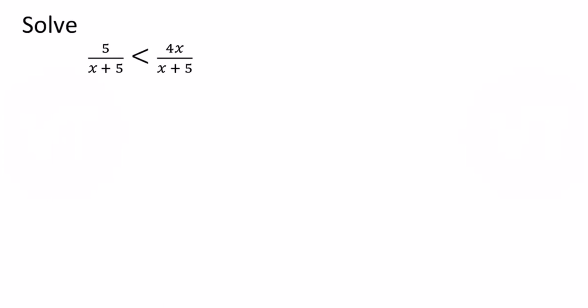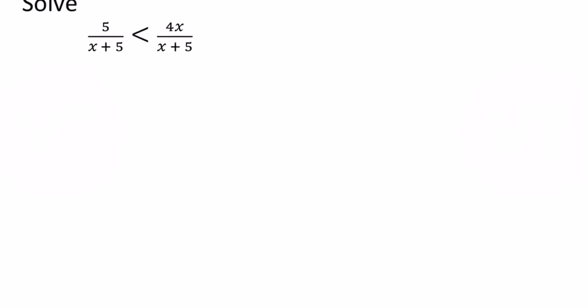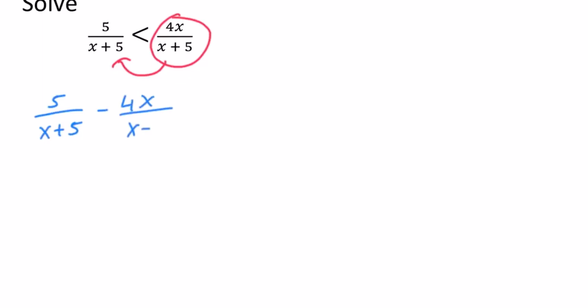Solve 5 over x plus 5 is less than 4x over x plus 5. So for this type of problem, we want 0 on one side, the rest to the other side. So let's minus this fraction over. And we have 5 over x plus 5 minus 4x over x plus 5 is less than 0.